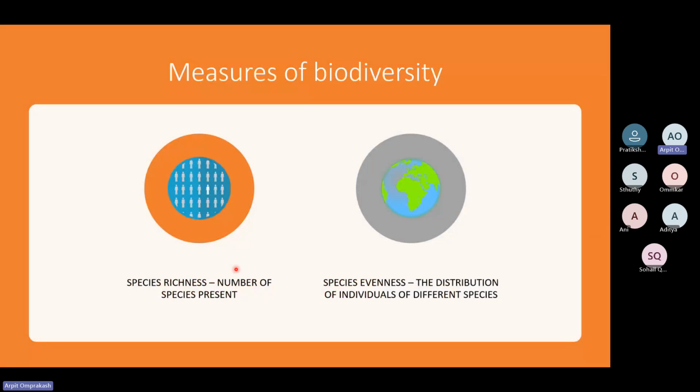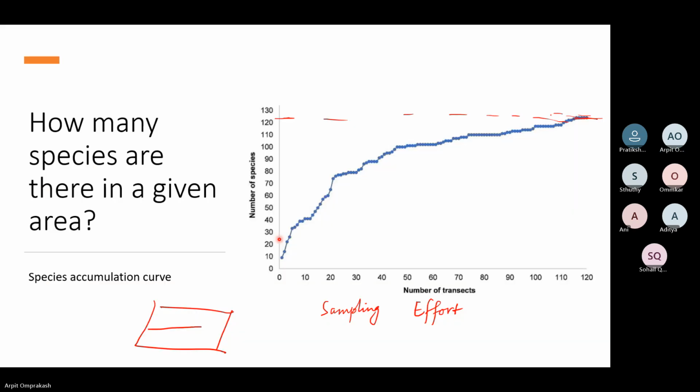Next, we talked about how we measure biodiversity. The two things that we measure are species richness and species evenness. Richness is basically the number of species present. Evenness is basically the distribution of individuals of different species. How many individuals belong to which species? Right. We can plot a species accumulation curve to figure out how many species are there in a given area.